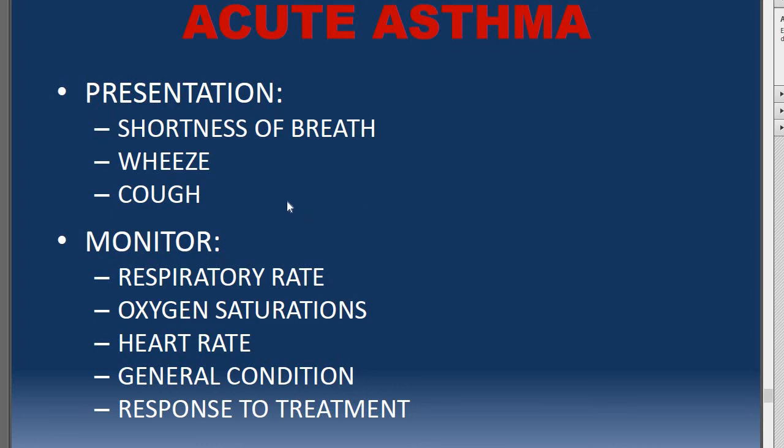So how they present, they're short of breath, they might be wheezy, they might be coughing, their respiratory rate might be high. Respiratory rate that was low would be a very, very worrying feature. It would suggest that they're tiring to the point of failure. Oxygen saturations might be quite high, and then they might start to tail off, and that's a worrying sign.